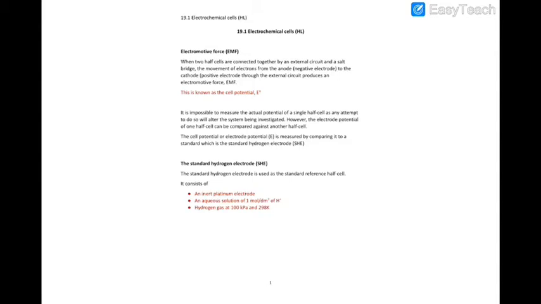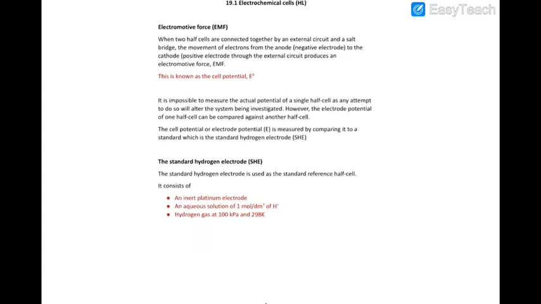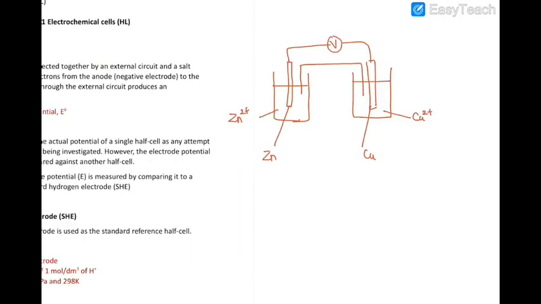Hi everyone, let's look at the HL component, electrochemical cells. Now when two half cells are connected, in the case of a Daniell cell, there's going to be movement of electrons. And we've seen that electrons are going to move from the anode to the cathode, so from the more reactive metal to the less reactive metal. So it's going to go in this direction.